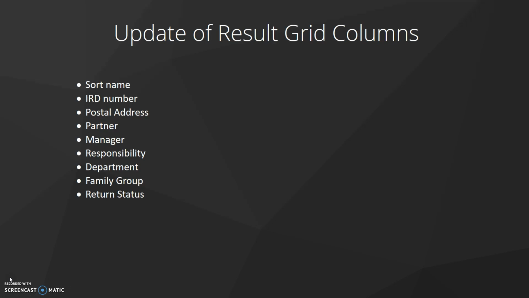One of the big things I'm pleased to tell you is that now all columns in the 901 results grid automatically update each time you open the application or the user carries out a right-click refresh grid. So that's sort name, IRD number, postal address, partner, manager, responsibility, department, family group, and return status. And return status has been a key one. I'm going to demonstrate that updating in just a minute. So this means that records no longer need to be deleted to display up-to-date information.